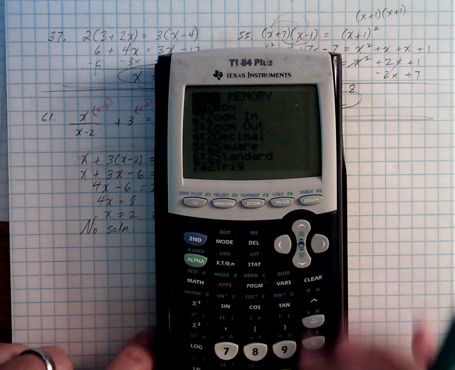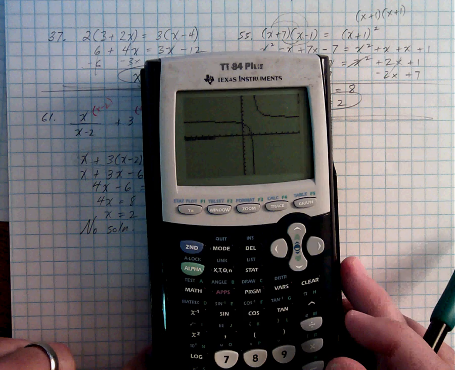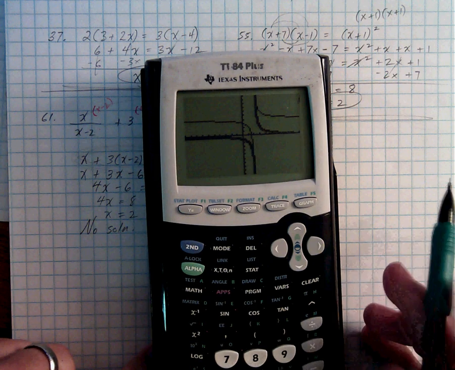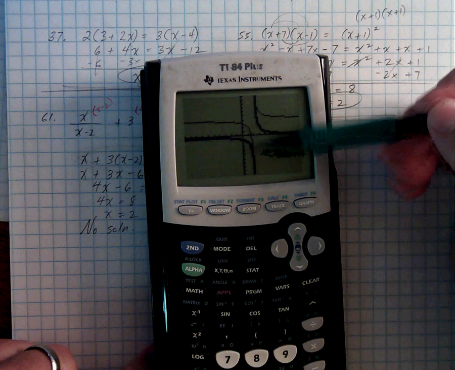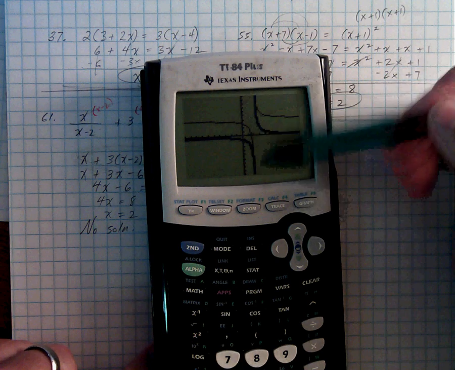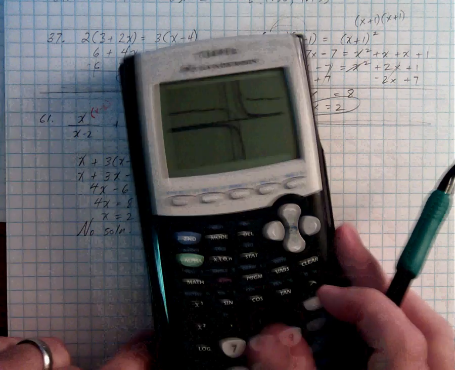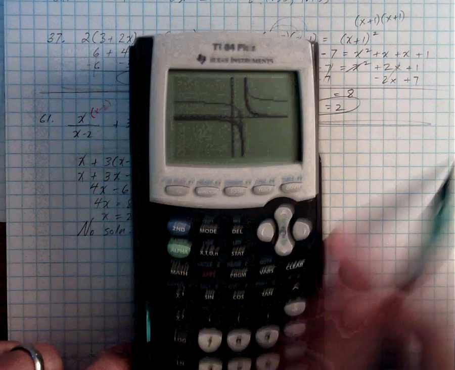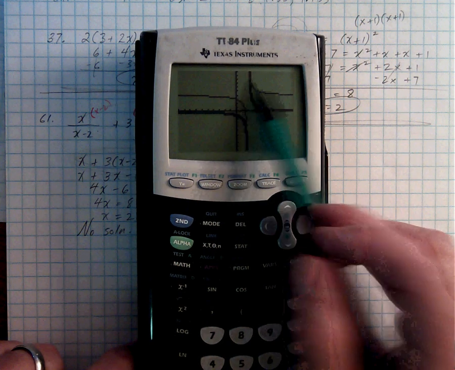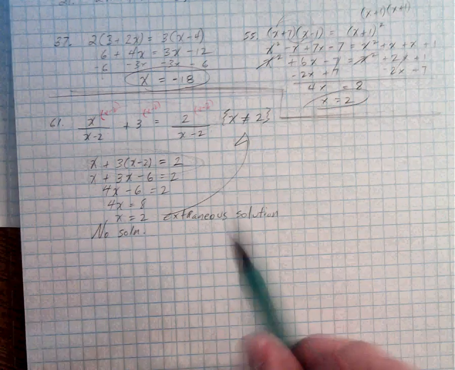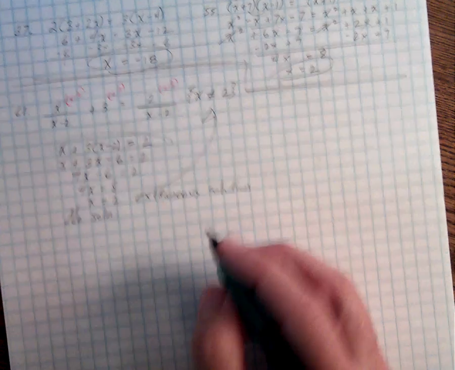Right here, there's an invisible wall, and they're not going to cross and they're not going to touch, because x cannot equal 2. So for the two graphs, the same thing's going on up here. Even though it looks like they're intersecting, they're really not. So there is no solution. So that was 61. Let's try 71.